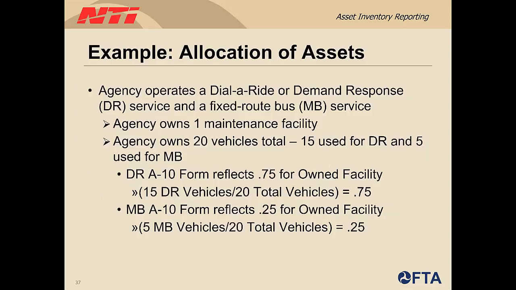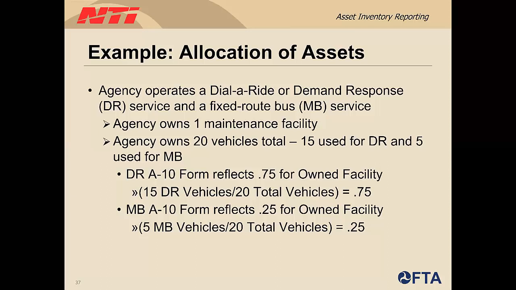If one maintenance facility for your agency is shared between 2 or more modes, you will report a prorated share between the modes involved. This could be based on any point that is reflective of how much the facility is used per mode. But one of the most common approaches is using the number of vehicles it services for each mode. For example, if an agency owns one facility and operates both demand response and fixed route bus service, both modes share the facility and they own a total of 20 vehicles.